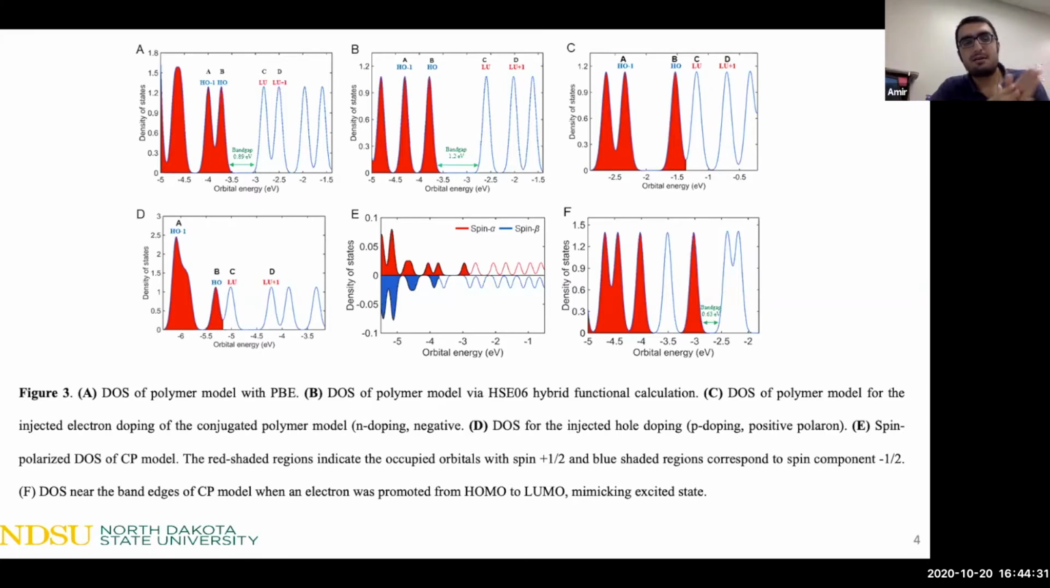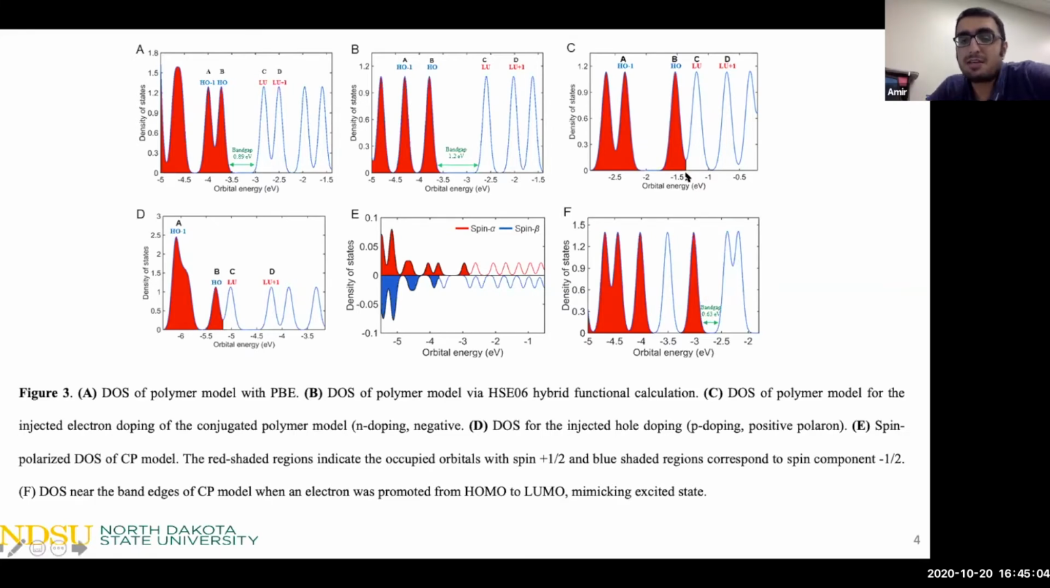Okay, the ground state is reported here with subfigure A and B. For subfigure C and D, we plot the density of states for the N doping and the P doping. Subfigure C is the N doping. So we inject 2 electrons into the system. We fill one more orbital with 2 electrons.